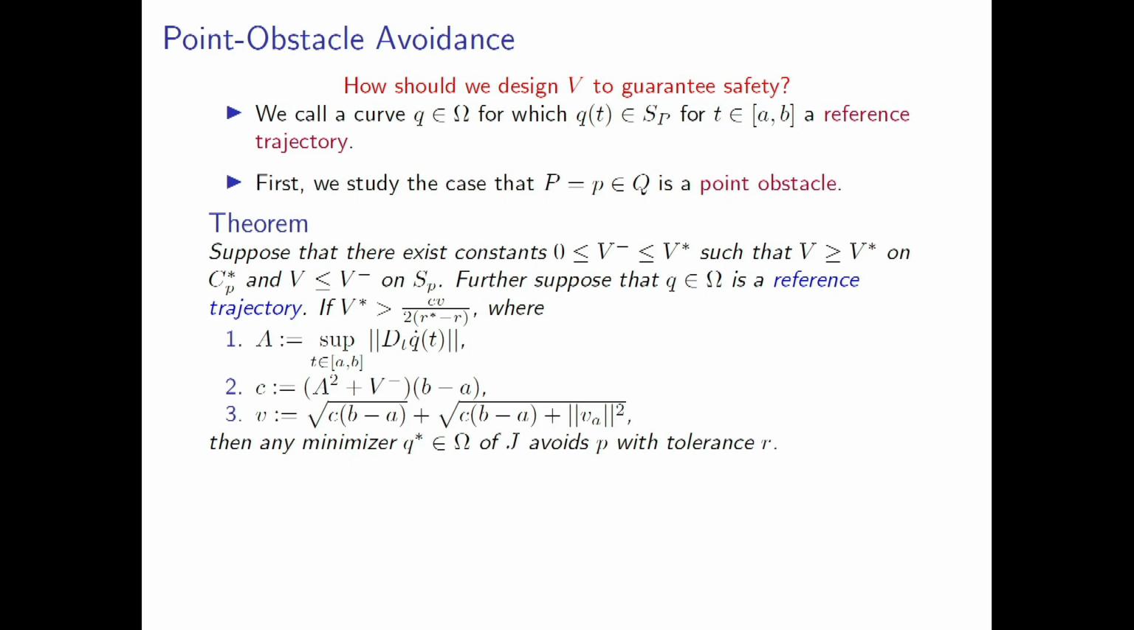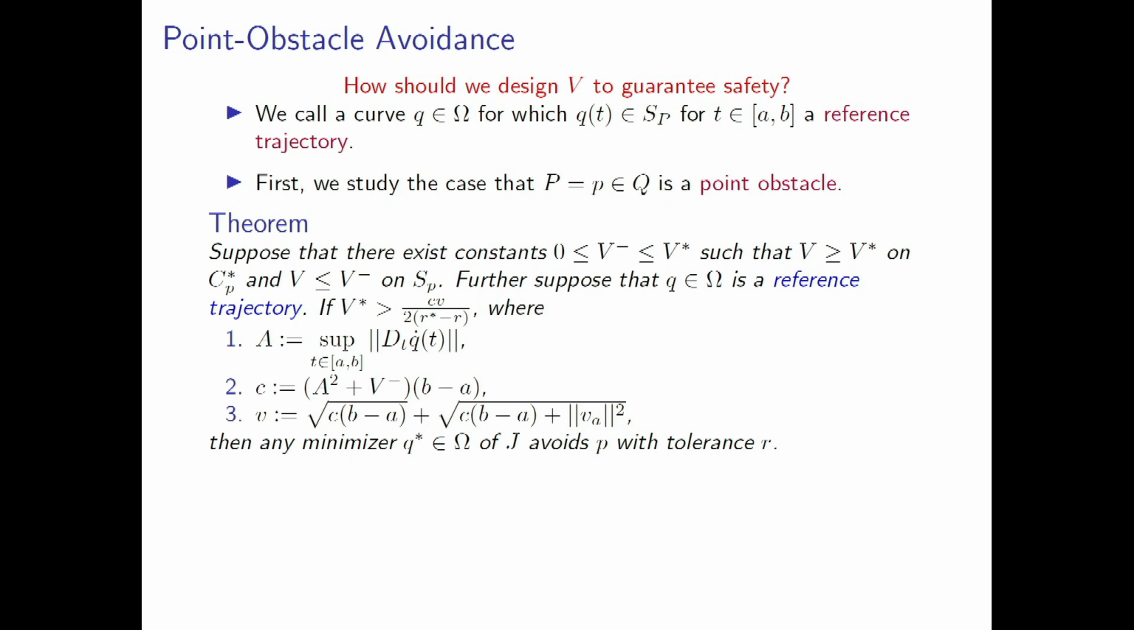For point obstacles, one can show the following result. It's a very technical result. Suppose that there exist constants b minus and b star, such that our potential function B is greater than or equal to b star on the risk region, and the potential function is bounded below by b minus on the safety region. We need to assume that q in omega is a reference trajectory. And if b star is greater than this constant here, where c and b are defined by these numbers that involve the interval of integration of the action functional, and a is defined in this way, then we can guarantee that any minimizer q in omega for J avoids the obstacle p with tolerance r.